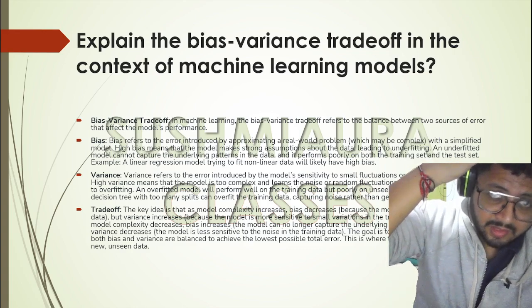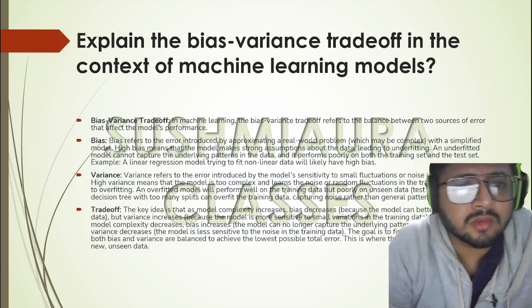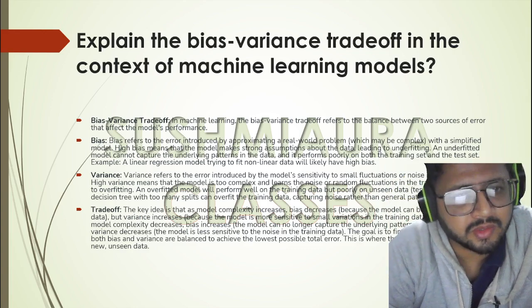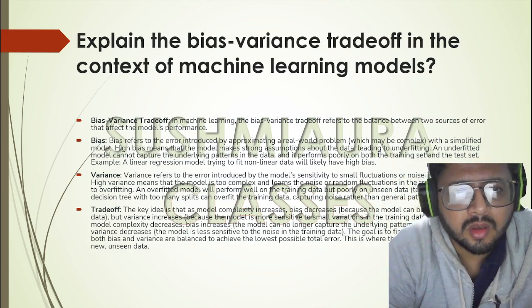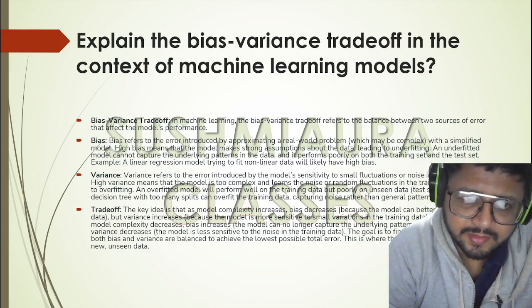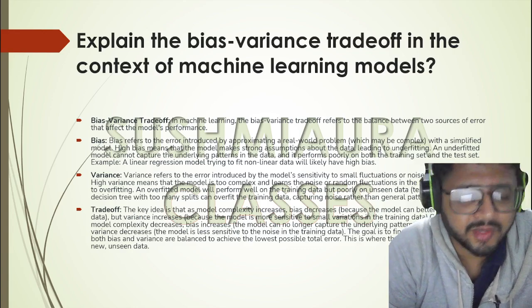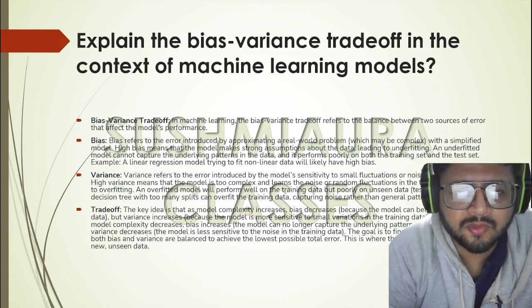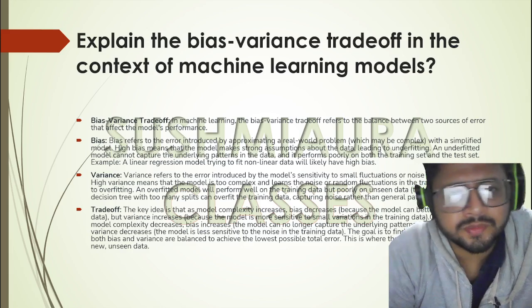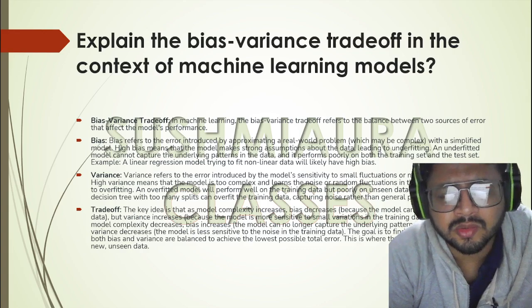If the interviewer asks such a question, the best way to answer is that first you start with the introduction. Then you go for an explanation of what is bias. Then you explain what is variance. Finally, you conclude by explaining the trade-off. So let's get started. How you should start.